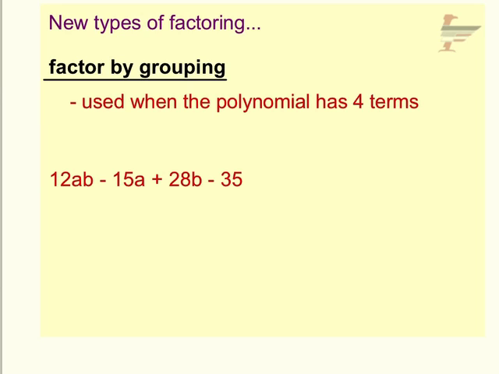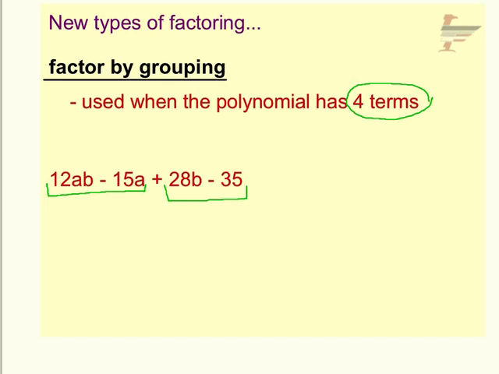Alright, one of the new types of factoring, and I don't think I have another video for this, so unless I get that done, just make sure that you put this whole example, and we'll probably do a couple of them, in your notes. Factor by grouping is used when a polynomial has 4 terms. So that's kind of your red flag: oh, I have 4 terms, I have to factor by grouping. To make the factoring easier, we group the 4 terms into 2 groups, the first 2 terms and the second 2 terms.